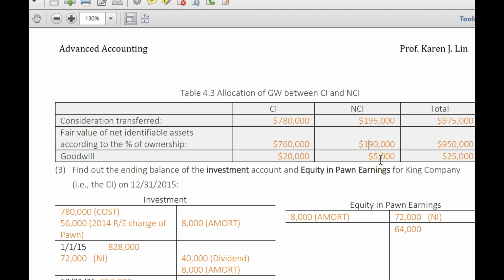NCI has 5,000 goodwill. If you look at the proportion, 20,000 divided by the total 25,000 is 80%, which means when the parent does not pay a control premium, the goodwill is allocated to the parent by its ownership of the subsidiary. Again, the 20,000 represents 80% of the total goodwill, which is also the percentage of the parent's ownership. This is because the parent didn't pay any control premium to acquire the subsidiary.